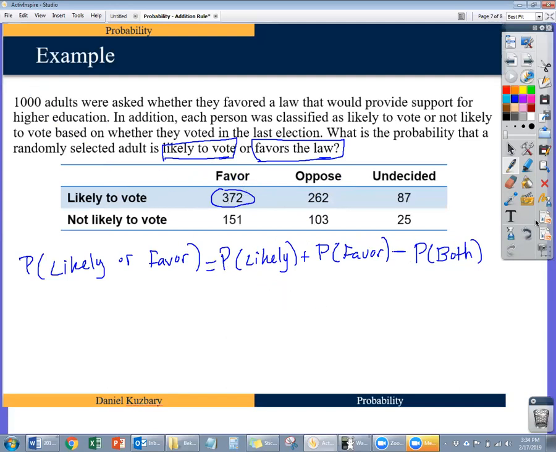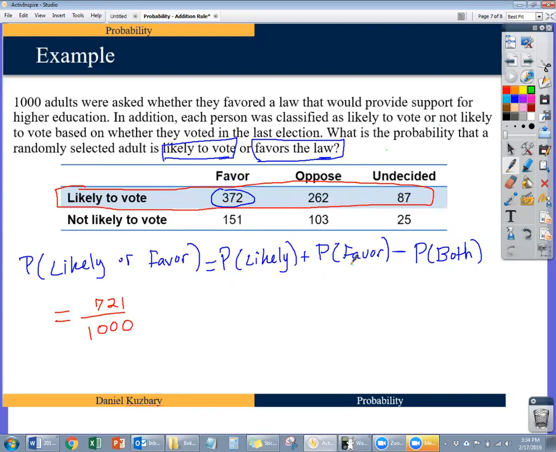So now we got to find the probability that you're likely to vote and the probability that you favor the law. The probability you're likely to vote is going to be the total number of people in this likely to vote row. So all of these people are likely to vote. I need to start by adding those 3 numbers together, which is 372 plus 262 plus 87. When I do that, I get 721 over 1,000. That's the probability that you're likely to vote.